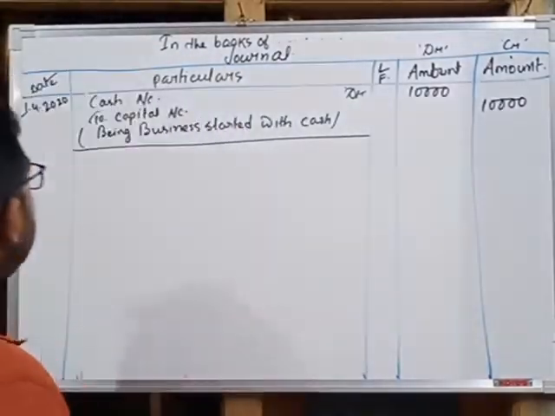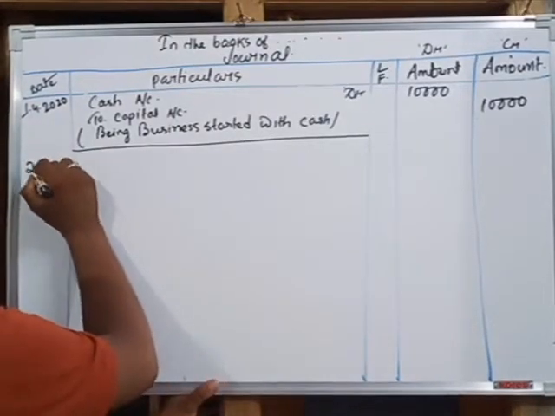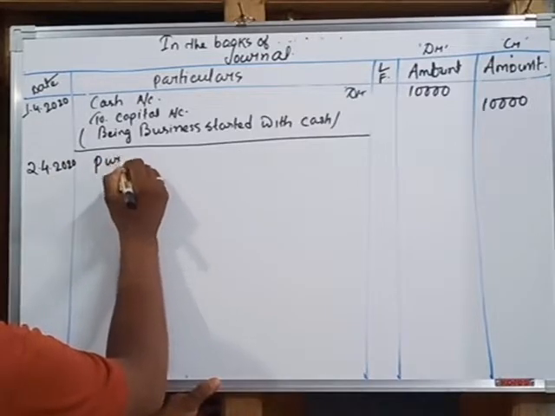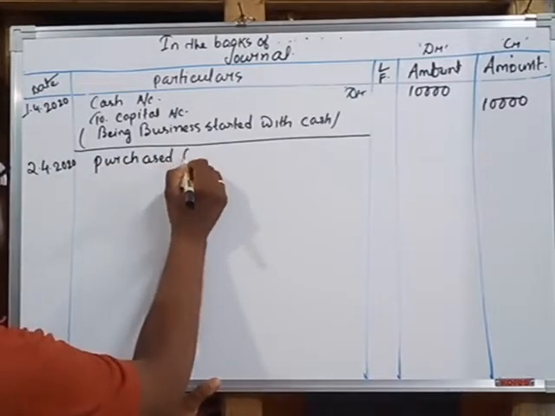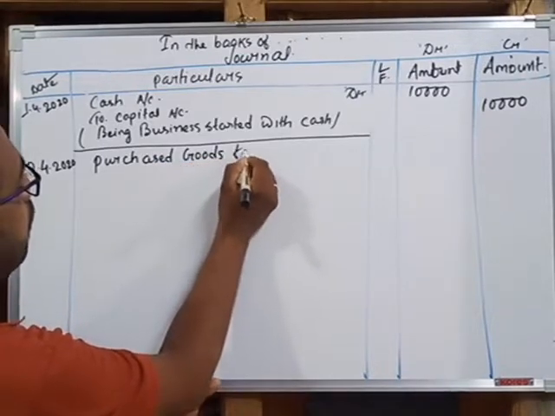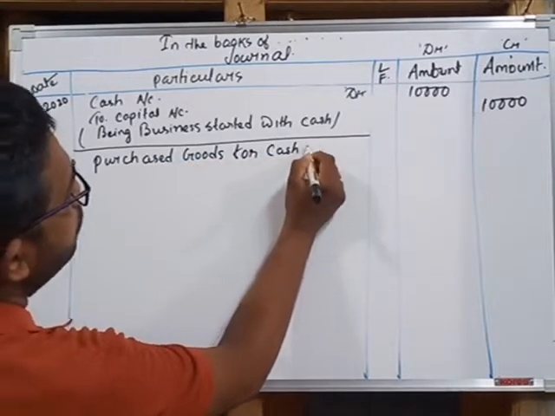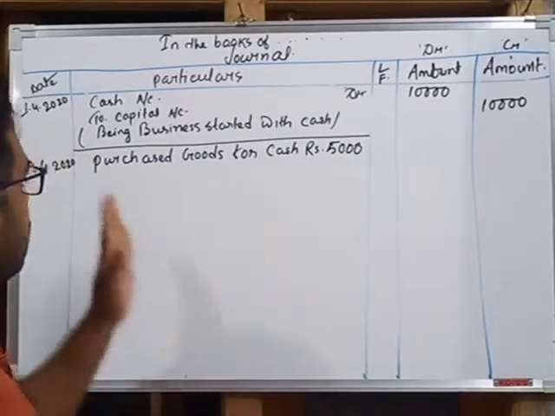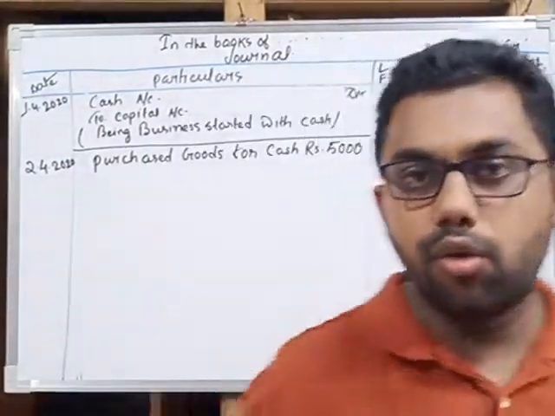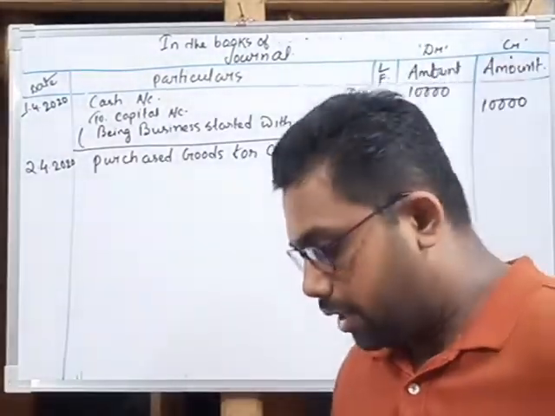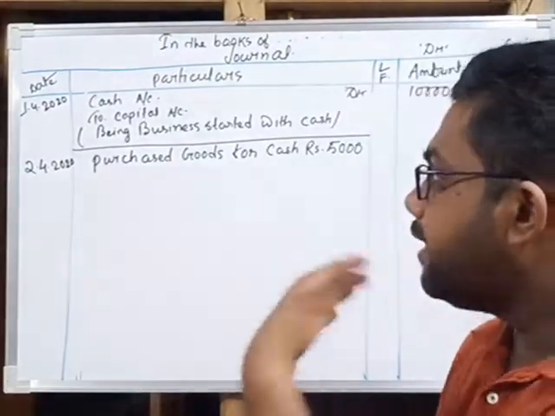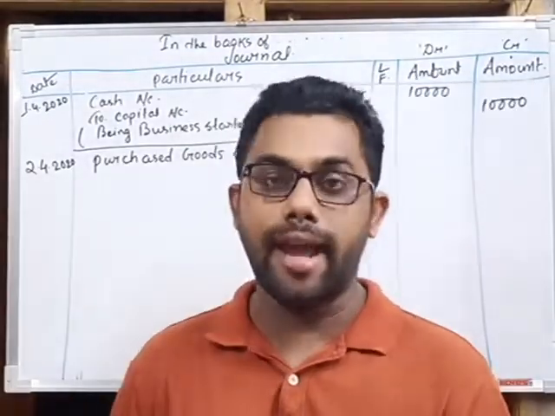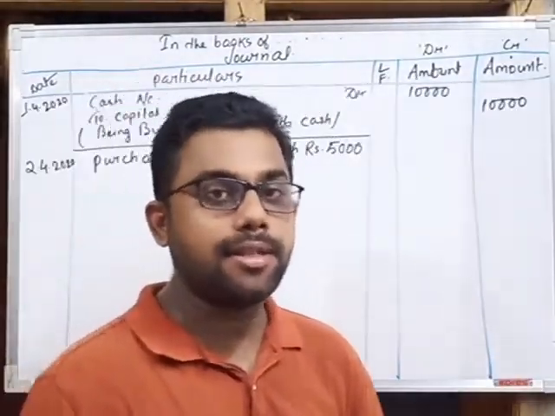So next, what is the transaction? It is the transaction on 2/4/2020 and the transaction is: purchased goods for cash, rupees 5,000. So this is the goods purchased for cash, rupees 5,000. From this transaction we have to identify, first, the two account heads affected by this transaction.